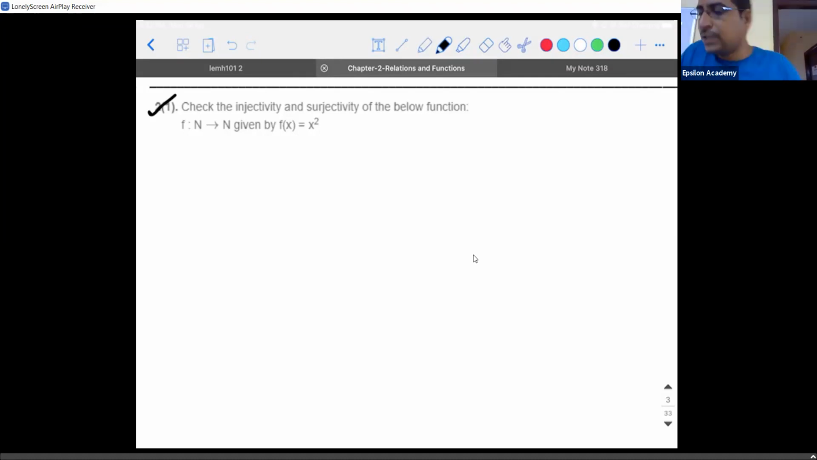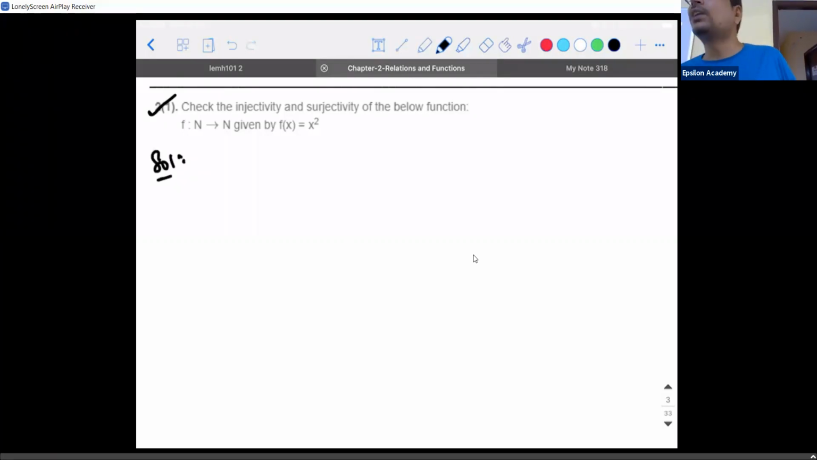Check the injectivity and surjectivity of the below function. F is a function mapped from the natural number set to the natural number set, and f of x is given as x square. So x square is what? X square is an upward parabola only when it is mapped from R to R. Natural number to natural number, it is not an upward parabola. Anyway, that is not needed information.